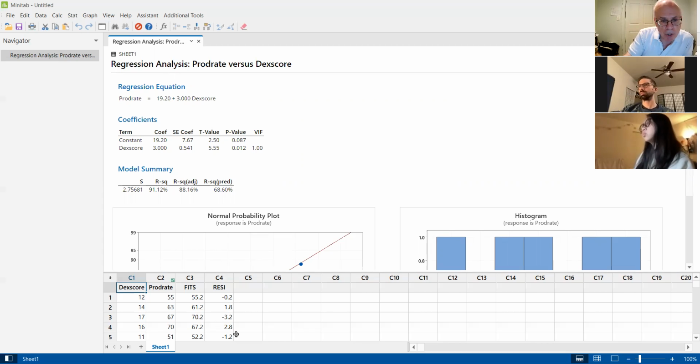The residuals are the difference between the y and the y hat. It does the math for you. You see it down here in the table. So it gives you those values in the table. All right, now let's see.